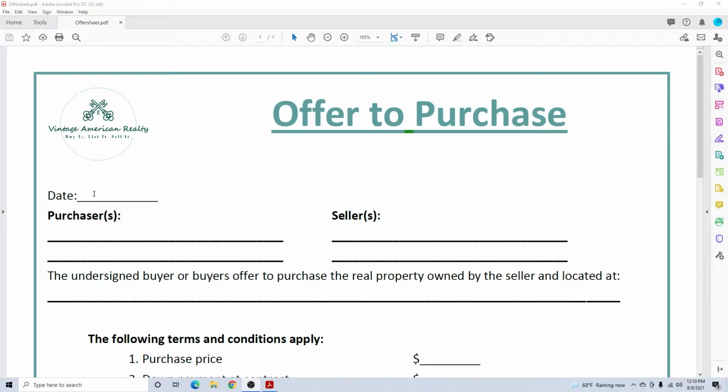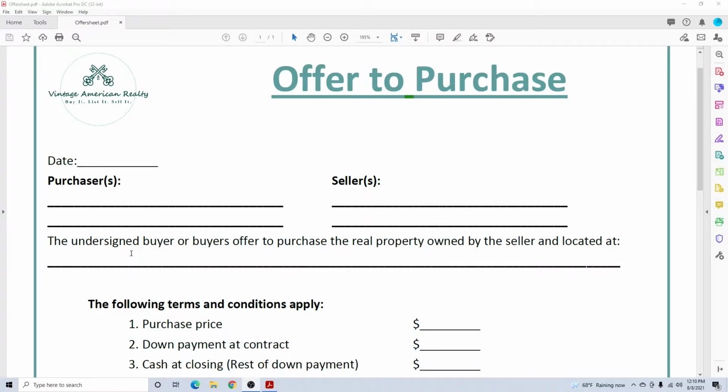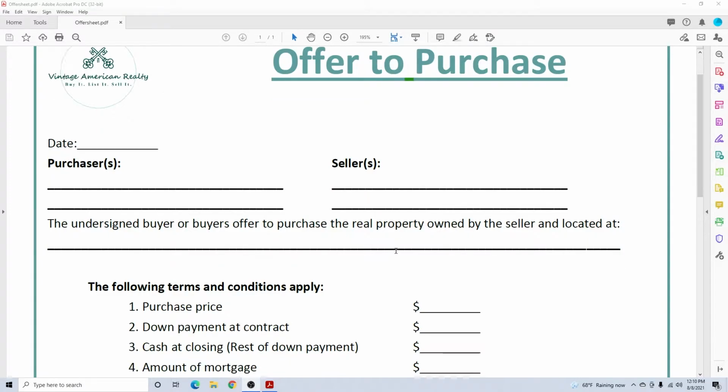So it's pretty self-explanatory. The date, name of the purchasers, name of the sellers. Name of the sellers you can get off the MLS listing. Towards the bottom it'll say owner. You can just put the last name, that's fine. Now, the undersigned buyers offer to purchase real property owned by the seller located at. Put the address here and then put the MLS number in case there's a mistake somewhere. So you want to put the address and the MLS number.